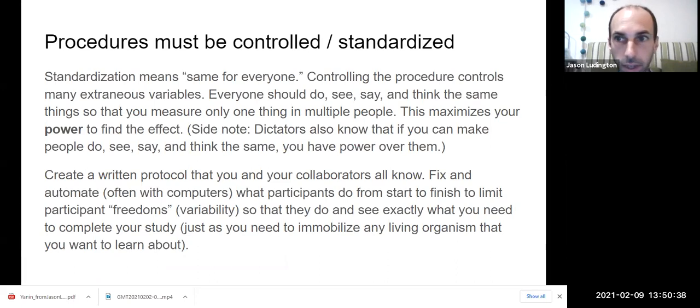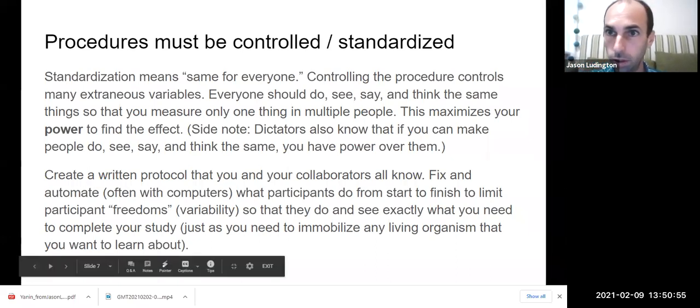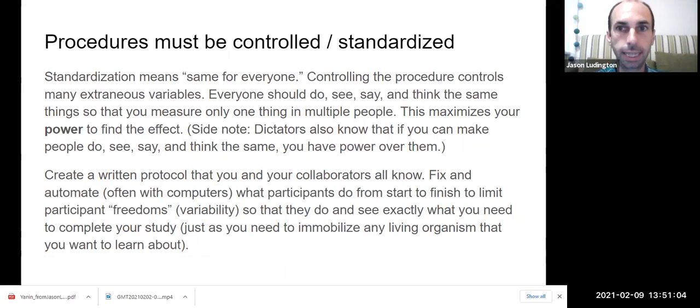Standardization of experiments is very important. It's almost part of the definition of experiment itself. So we need to control the procedure in order to control many variables. Everyone should do, see, say, think the same things as much as possible so that you can measure only the one thing that you want to measure, or you're measuring the influence of only one thing in multiple people. This maximizes your power to find the effect. And here's a side note, dictators also know that if you can make people do, see, say, and think the same thing, you have power over them. But that's a different kind of power in a different way. It's just an interesting side by side.